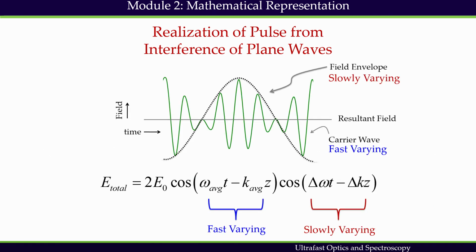Now, if we take the real part of the total electric field, we get two cosine functions. The final expression becomes 2 E naught cos(omega average t minus k average z) cos(delta omega t minus delta k z).